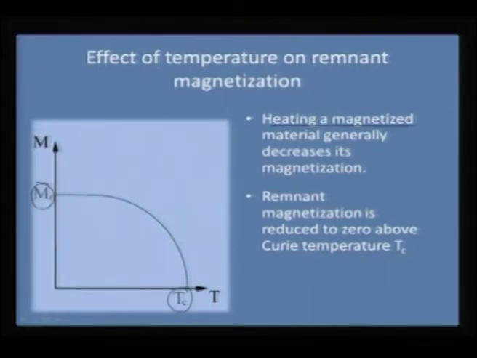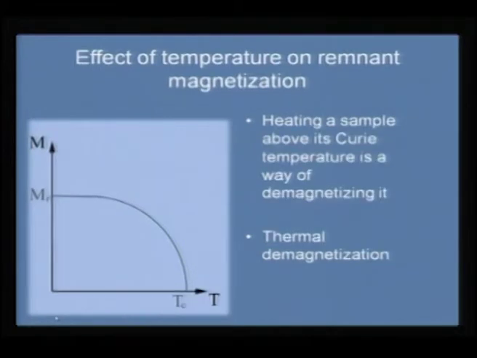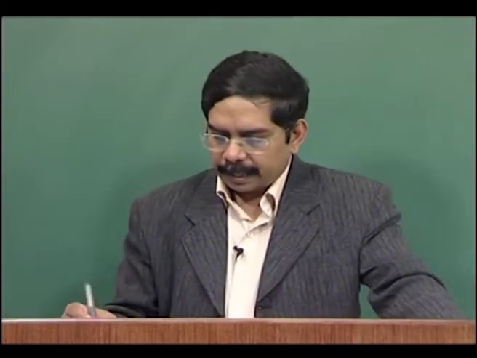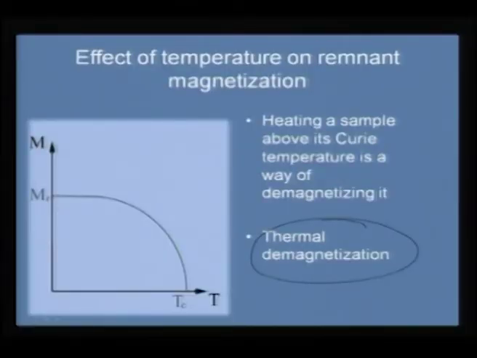Heating a magnetized material generally decreases its magnetization, and remnant magnetization is reduced to 0 above the Curie temperature. So, this is one way you can determine your Curie temperature, by plotting MR versus T, and heating a sample above its Curie temperature is a way to demagnetize it. Especially for permanent magnets, if you heat them beyond the Curie temperature, they completely lose their magnetic property, and the only way to bring back permanent magnet behavior is to cool the whole sample in an external magnetic field, otherwise they remain demagnetized, and that is called thermal demagnetization.